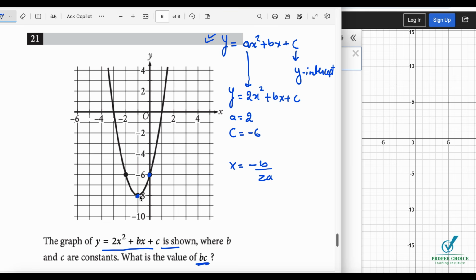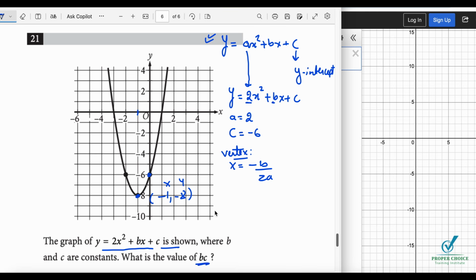The x-coordinate of the vertex, in our case, is going to be minus 1 and y is going to be minus 8. So the vertex here is minus 1 comma minus 8. To find the x value here, we use this formula. So vertex x equals minus b by 2a. Now what are a and b? B is the coefficient of x and a is the coefficient of x square.